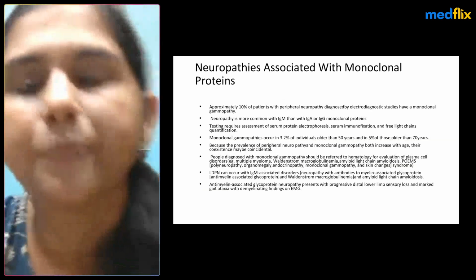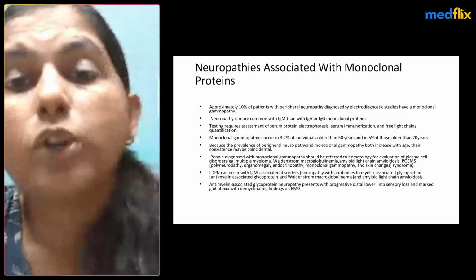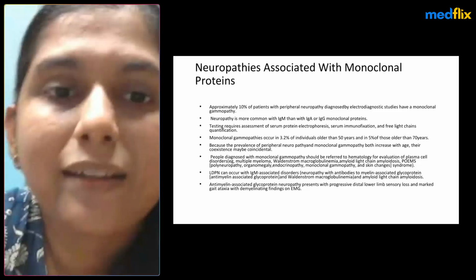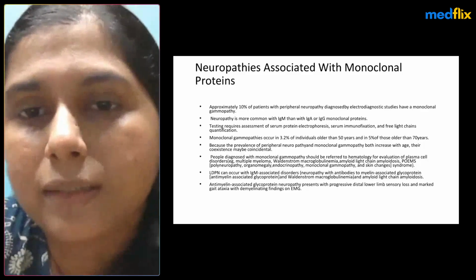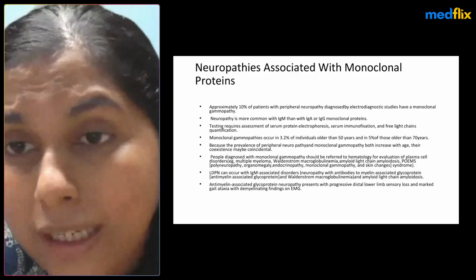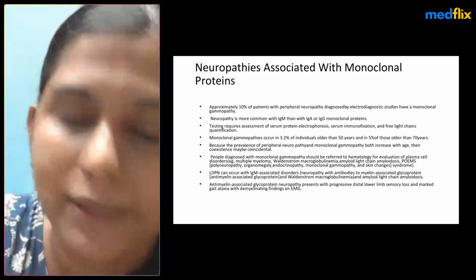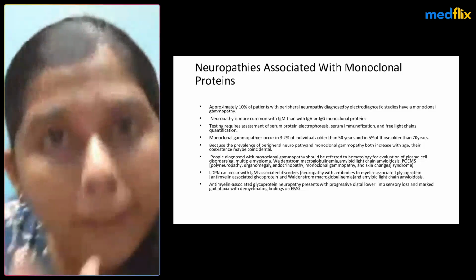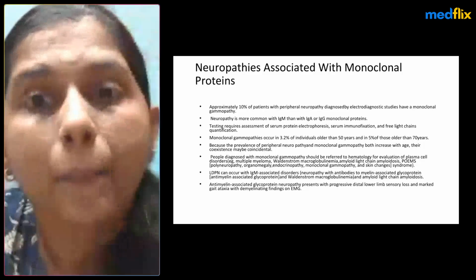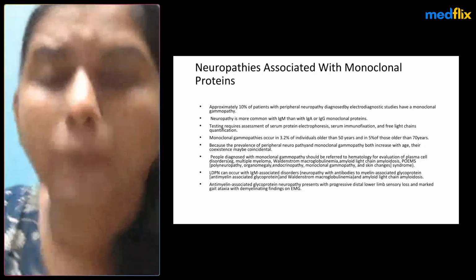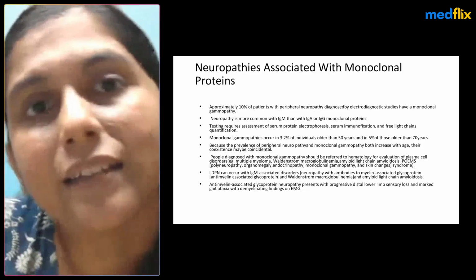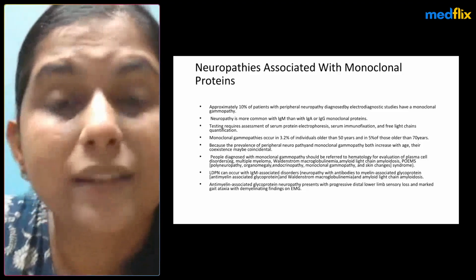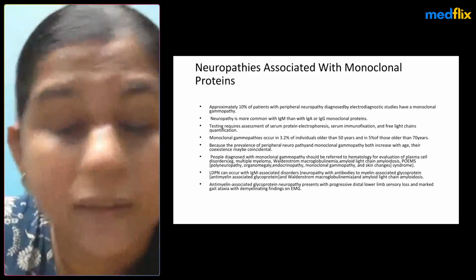Then moving on to neuropathies associated with monoclonal antibodies. And what we need to realize is that approximately 10% of patients with peripheral neuropathy diagnosed by electroclinical studies do have a monoclonal gammopathy. Now, it may be a monoclonal gammopathy of unknown significance, or it may be associated with bone marrow plasmacytosis, but there is an underlying monoclonal gammopathy. So remembering to send a serum protein electrophoresis as part of your workup of peripheral neuropathy patients should be something that we should all incorporate in our practice.